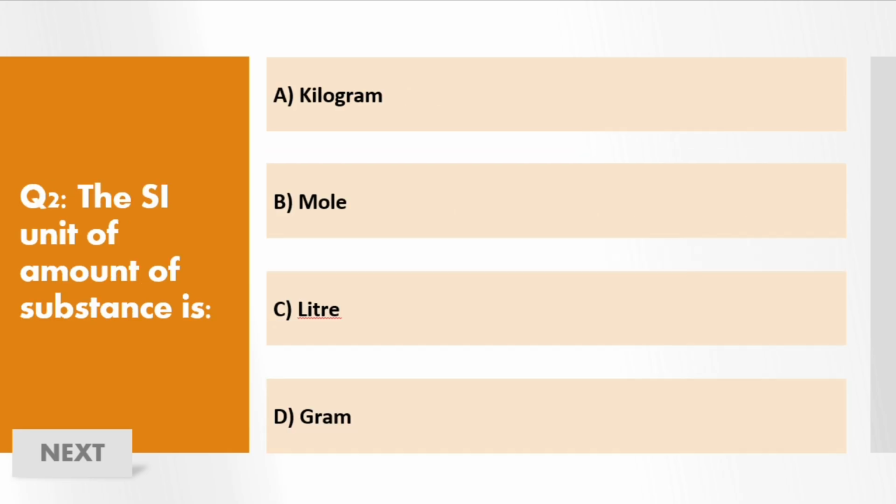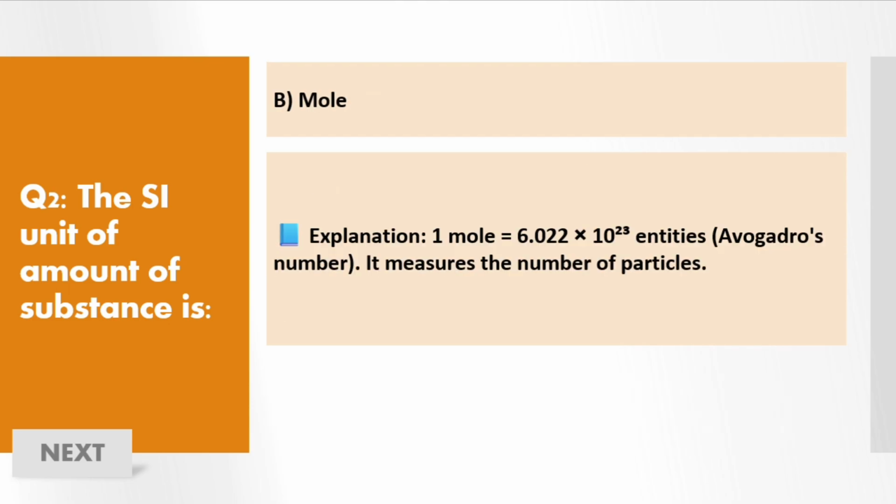Q2. The SI unit of amount of substance is A. Kilogram. B. Mole. C. Liter. D. Gram. Correct answer: B. Mole. Explanation: 1 mole equals 6.022 × 10^23 entities, Avogadro's number. It measures the number of particles.